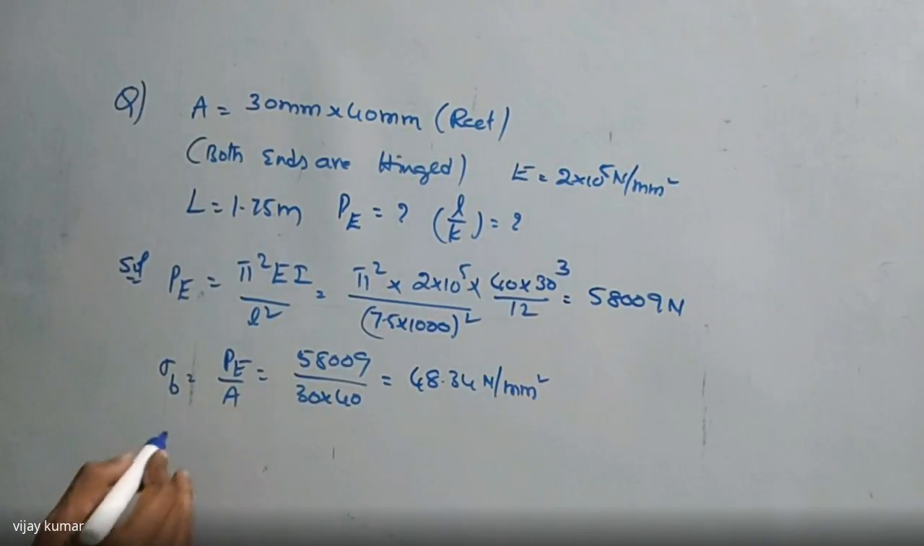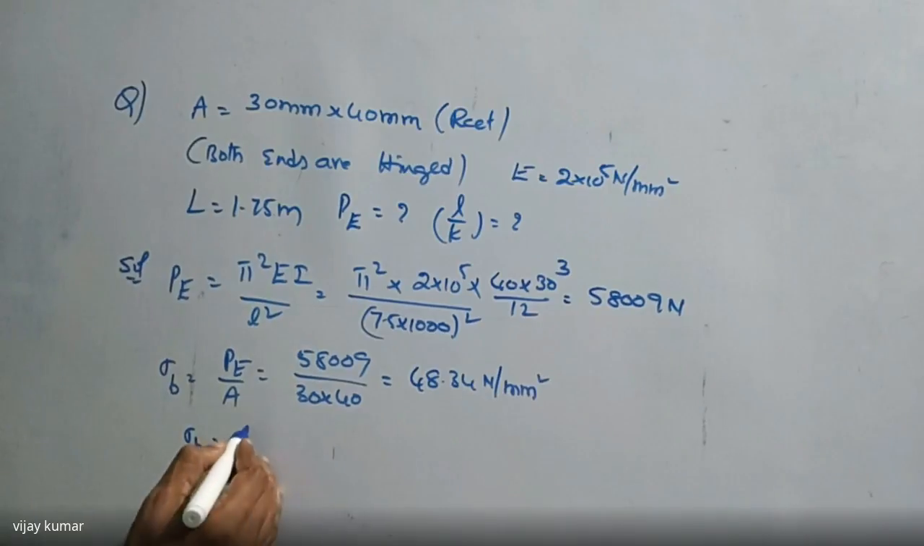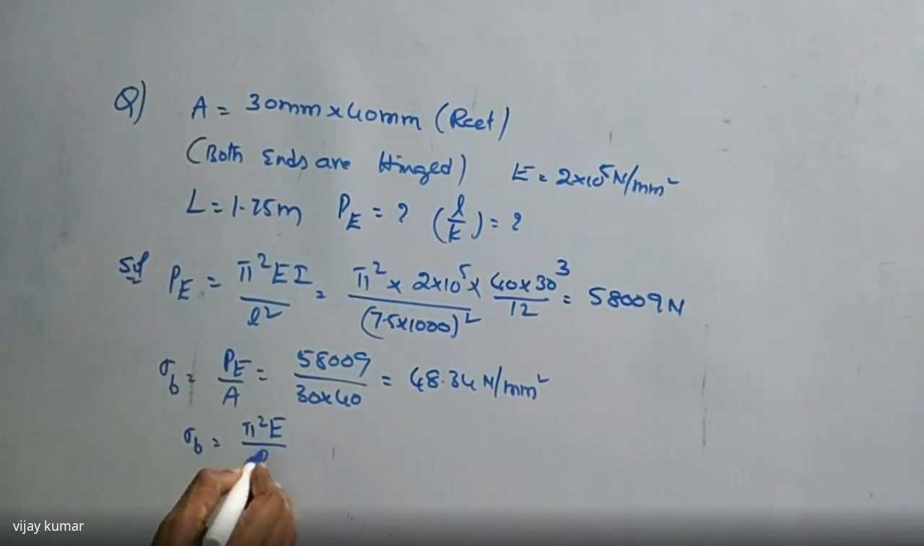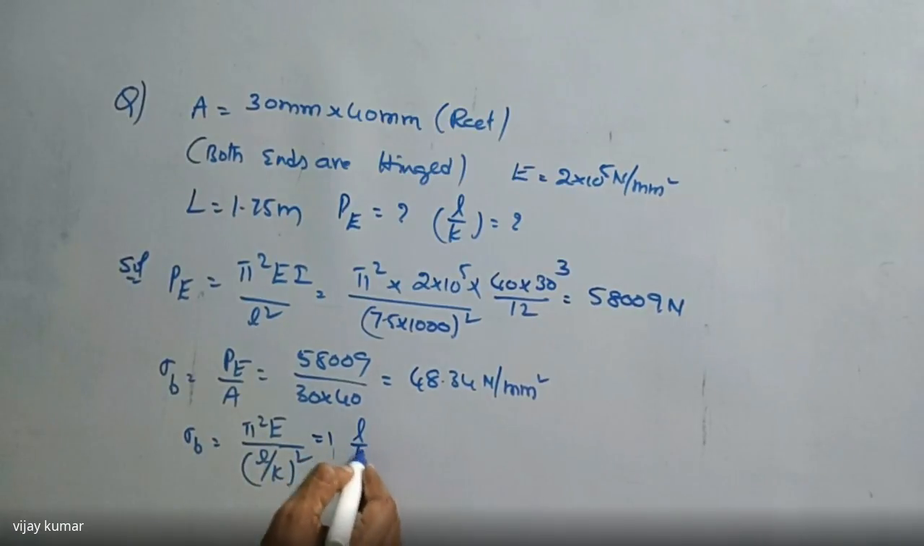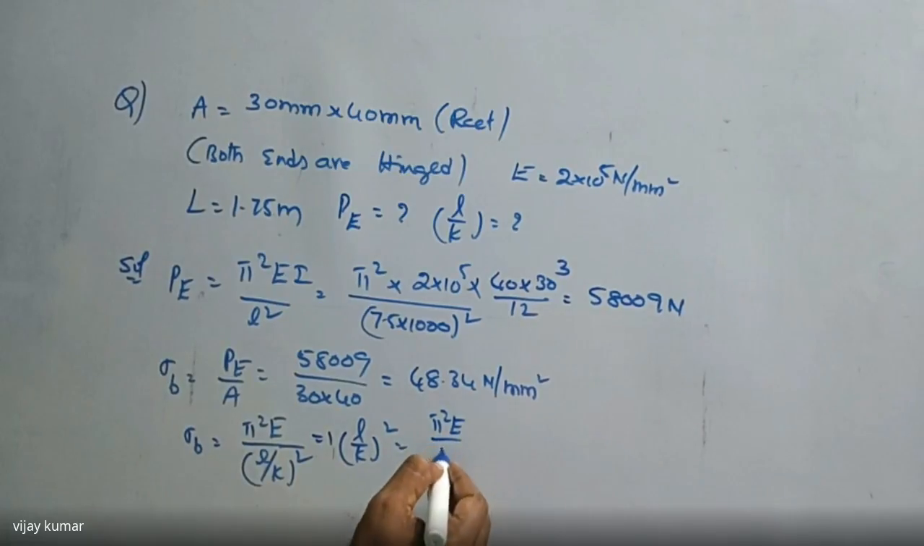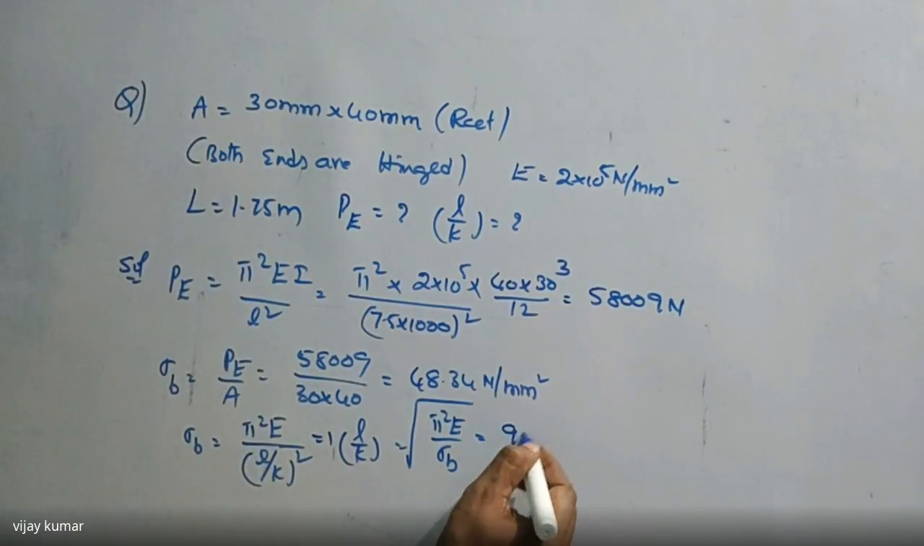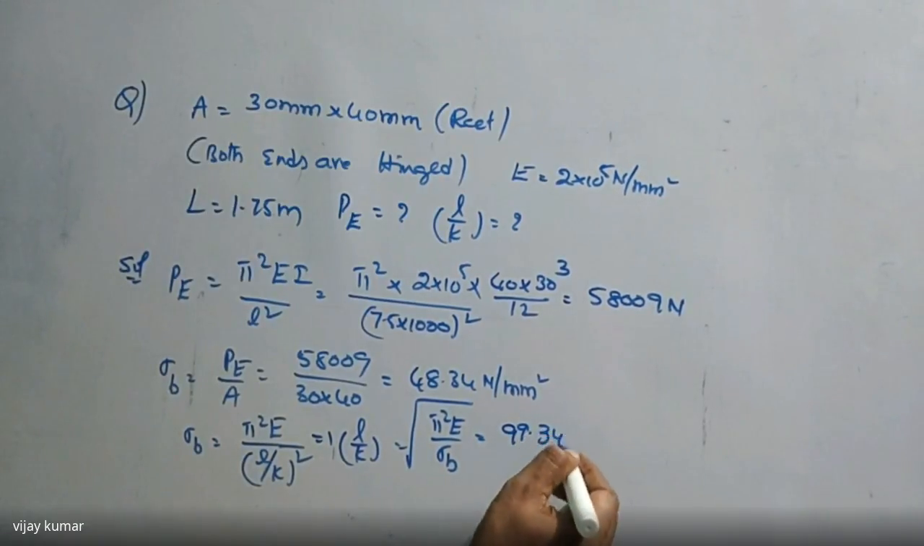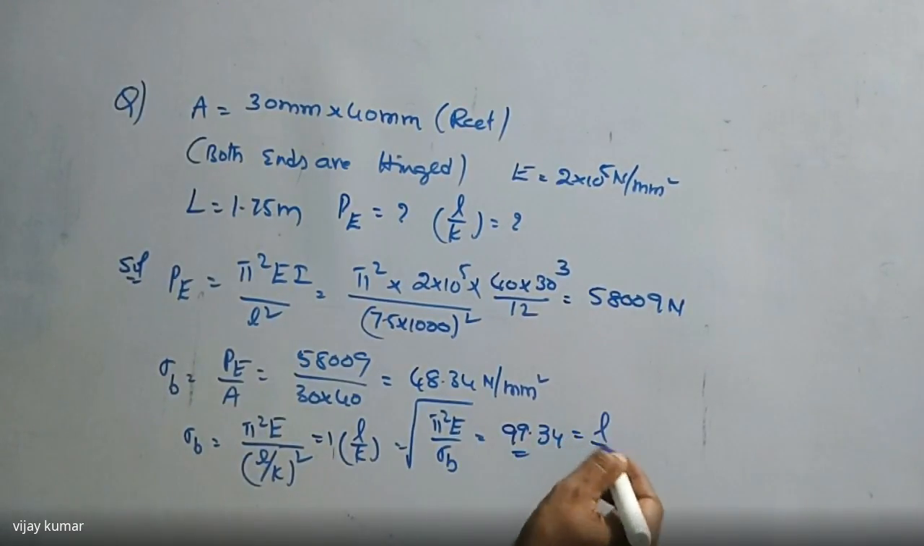And according to Euler, sigma b is equal to pi square E divided by how much? L by K whole square. This is the formula for bending stress according to Euler. So I want to find the L by K ratio. That implies L by K whole square is equal to pi square into E divided by sigma b. If you take the square root here, then I'm getting the value of 99.34. So this is the value of L by K ratio.